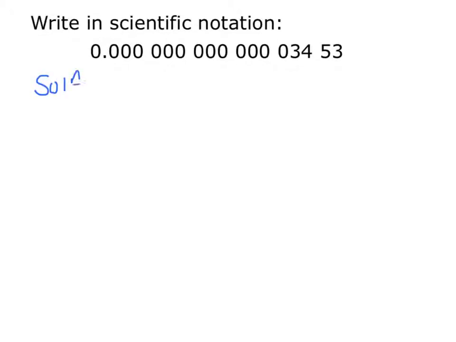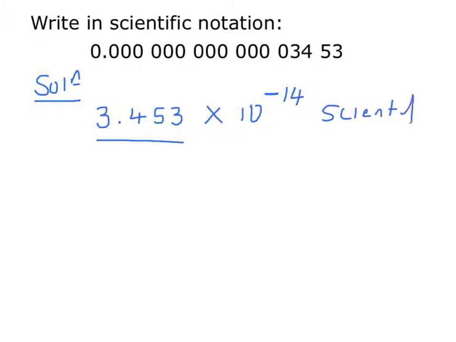So in scientific notation, the first thing that you did was move the position of the decimal point, so the number now becomes 3.453. Then to maintain the size of the original number, you have to multiply it by 10 to a power. Now the original number is much smaller than this number here, so the power is always going to be a negative. And if you count the number of positions that you move the decimal point, you will find that you move it 14 times. So this is the solution. This is the number in scientific notation.